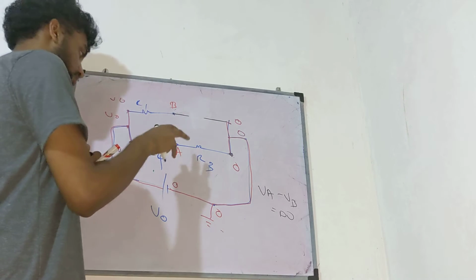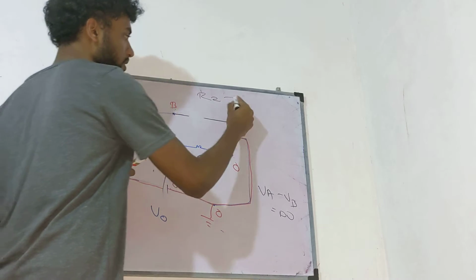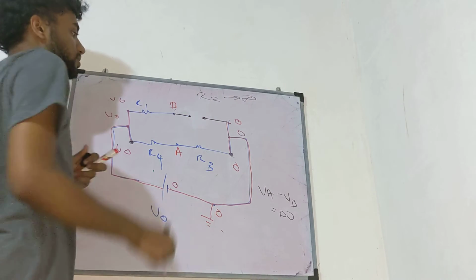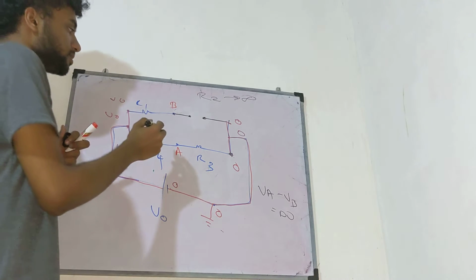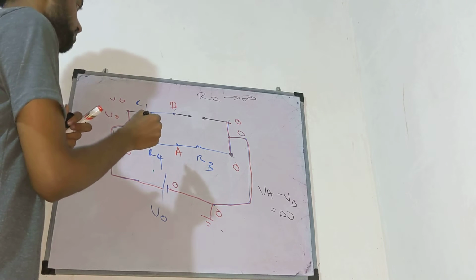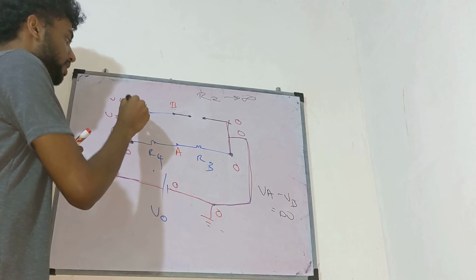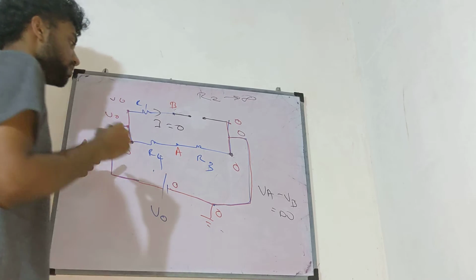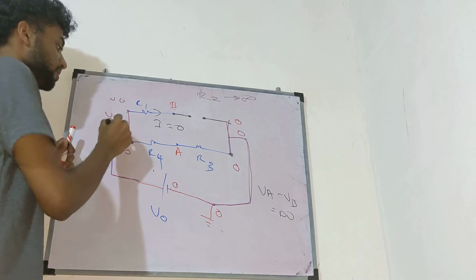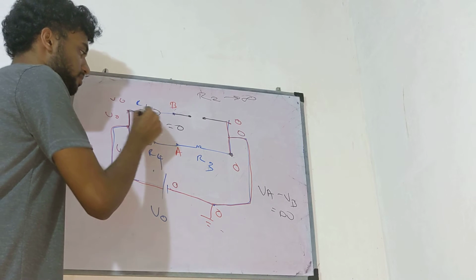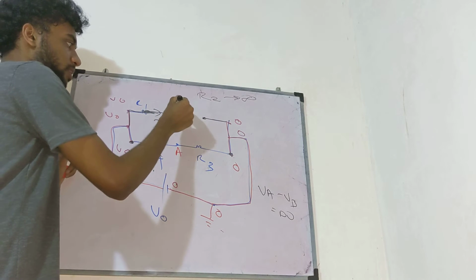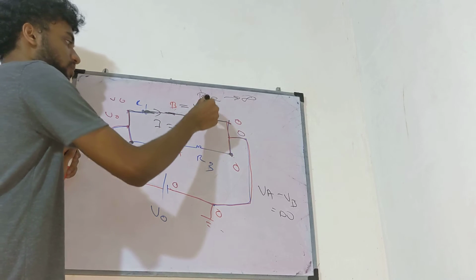Now, they say you are extending R2 to infinity. So let's do it. That means it's like having no connection here. When you don't have a connection, there is no current going here, and it becomes zero. Because current can't continue along this path, V0 continues like this and goes to point B. Can you see that? Therefore, the potential at B is equal to V0.